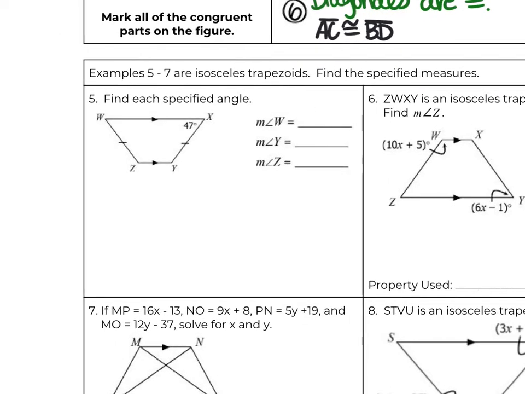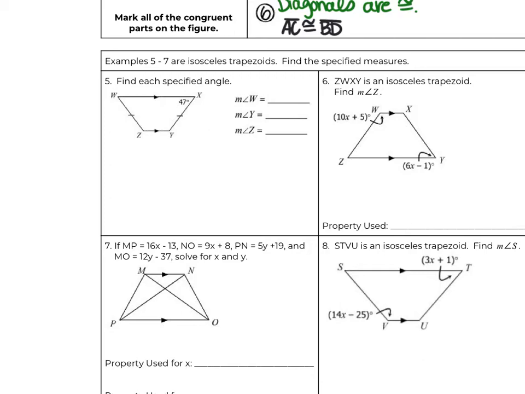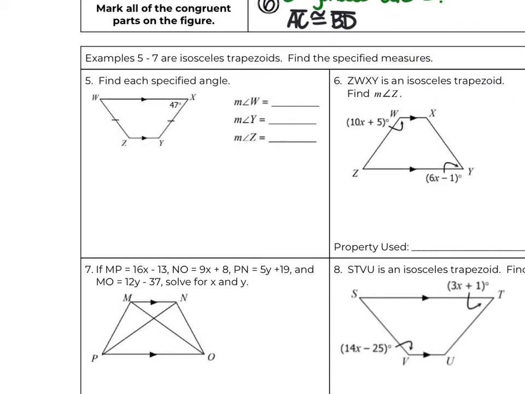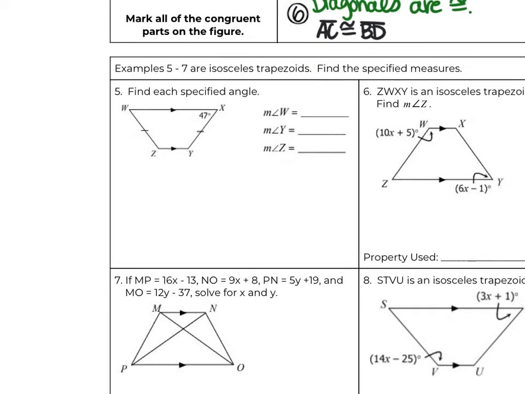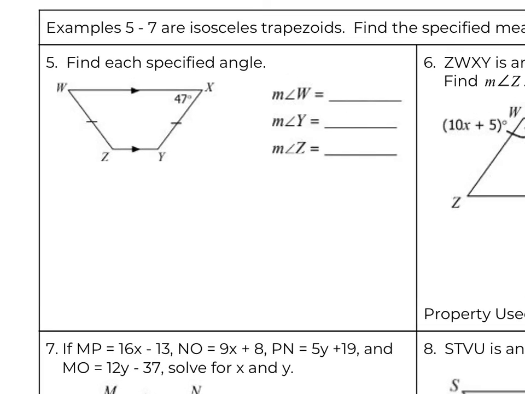All right, so 5 through 7, should be 5 through 8, are all isosceles trapezoids. So we're going to find the specified measures. And remember, anytime it's saying measure, it's wanting the degrees or the number. We did have a few people on the test mark, for example on this one, they would have said W is congruent to X, which isn't wrong, but they're looking for the number. So in that case, I guess it is wrong.